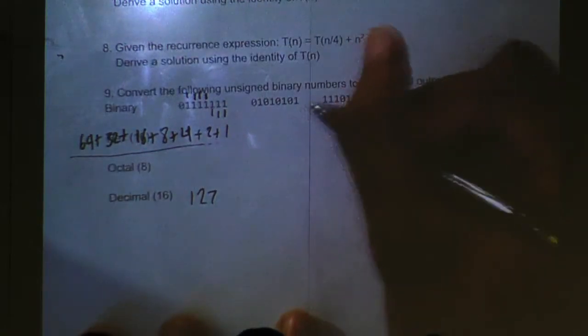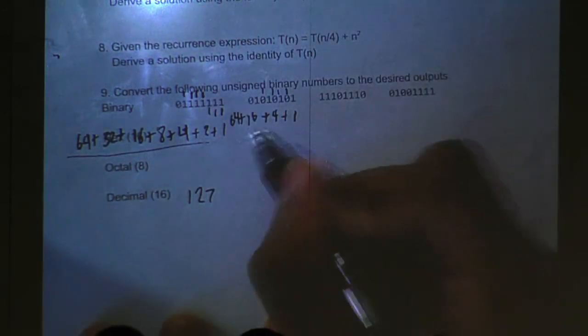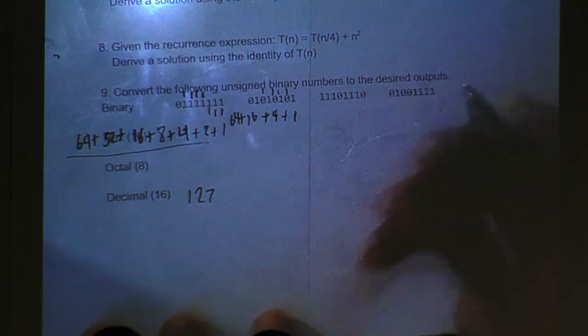For this one here, you're going to do the same thing, except all the ones where there are zeros, you're going to ignore it. This is going to be the 1 plus, you're going to skip the 2 here and go to the 4. And then you're going to skip the 8 and get the 16. And then you're going to skip the 32 and get the 64. And then you're going to add all of these together. And that'll give you 85.